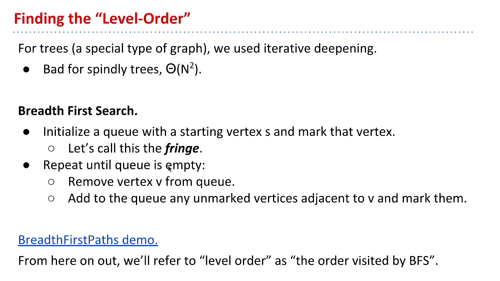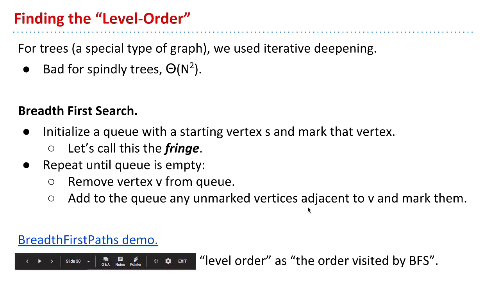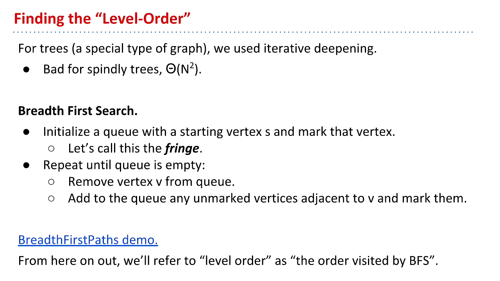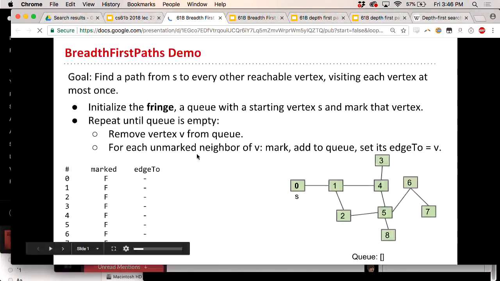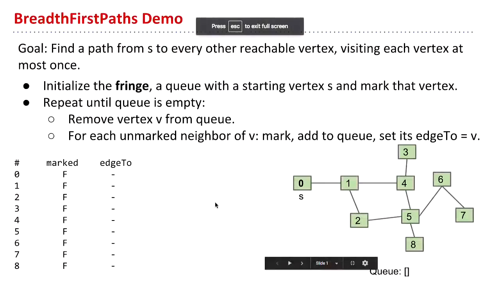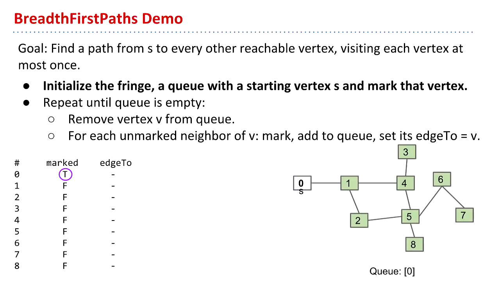And so we're going to repeat until the fringe is empty the following process: we remove the best thing from the fringe. In this case, it's going to be the oldest thing, and then we add to the fringe any unmarked vertices adjacent to whatever we just pulled out and mark those as well. Here's how it goes. The queue represents all the things we're thinking about doing in the future. So we start by initializing the fringe, which is a queue that currently has nothing in it. Now we add the starting vertex S, and we mark that vertex.